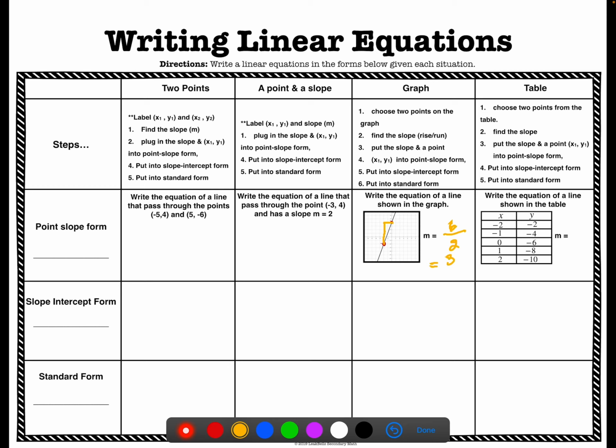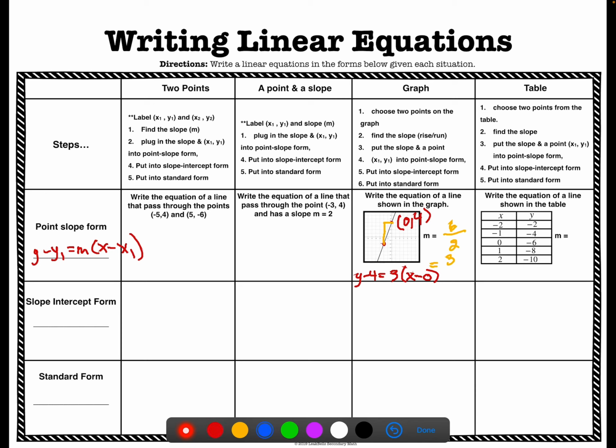All right. Now, if we are to write this in point slope form, remember point slope form is y minus y1 equals m times x minus x1. So we can take either one of our points and plug it in. For instance, this point right here is 0, 4. So we can plug that into our point slope form so that we have y minus 4 equals 3 times x minus 0. And that's our point slope form.